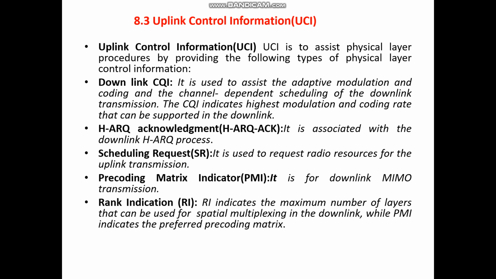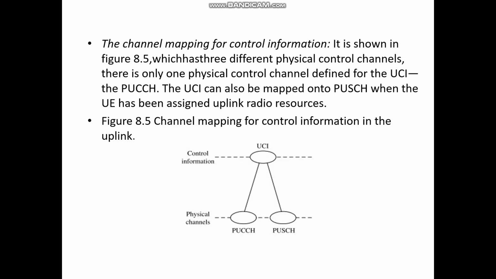And the next control is rank indication, or RI. It indicates the maximum number of layers that can be used for spatial multiplexing in the downlink, while this precoding matrix indicator, or PMI, indicates the preferred precoding matrix. These two controls deal with the multiple input multiple output transmission.